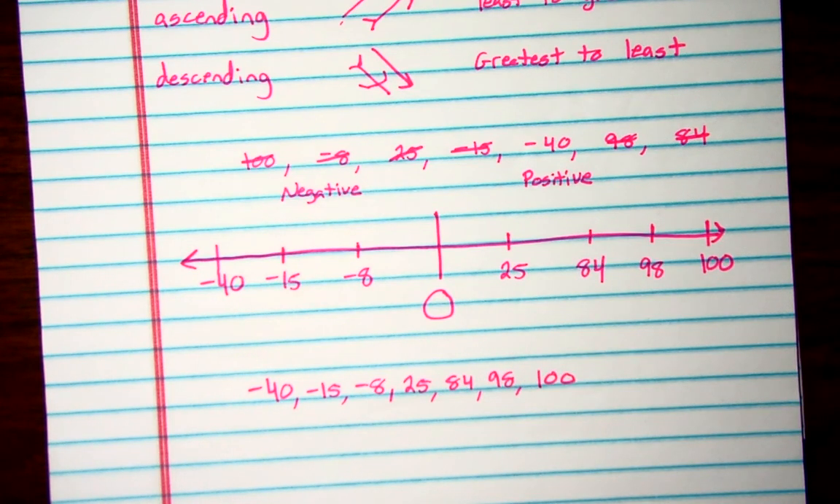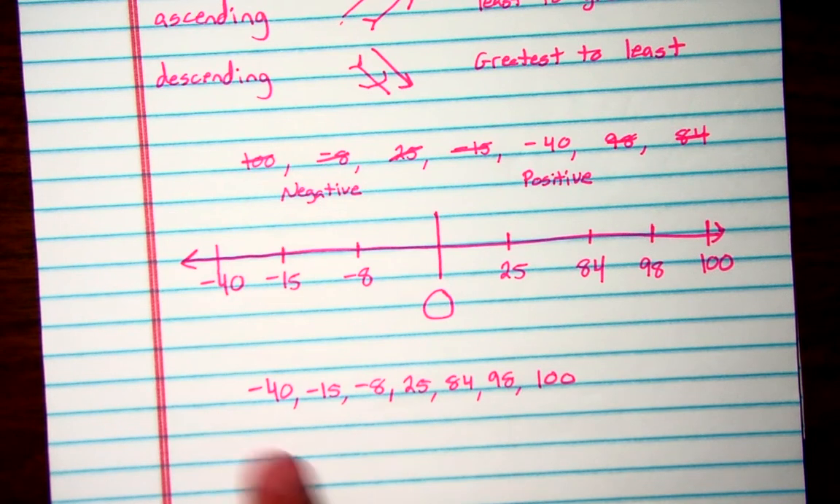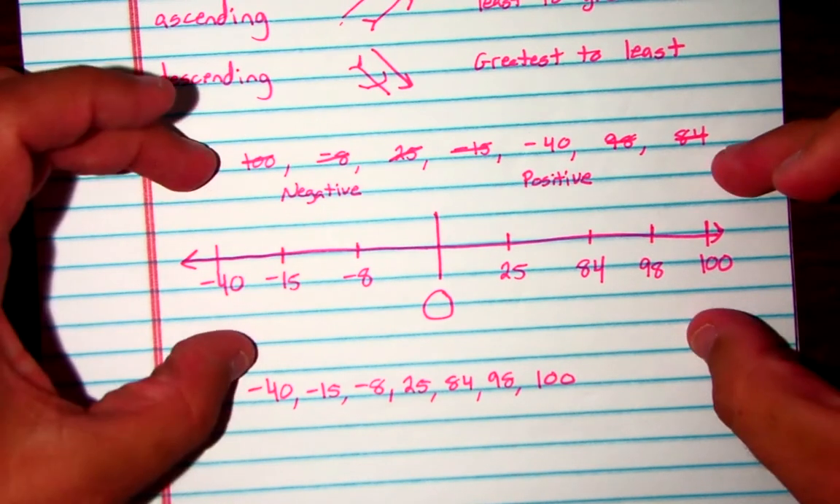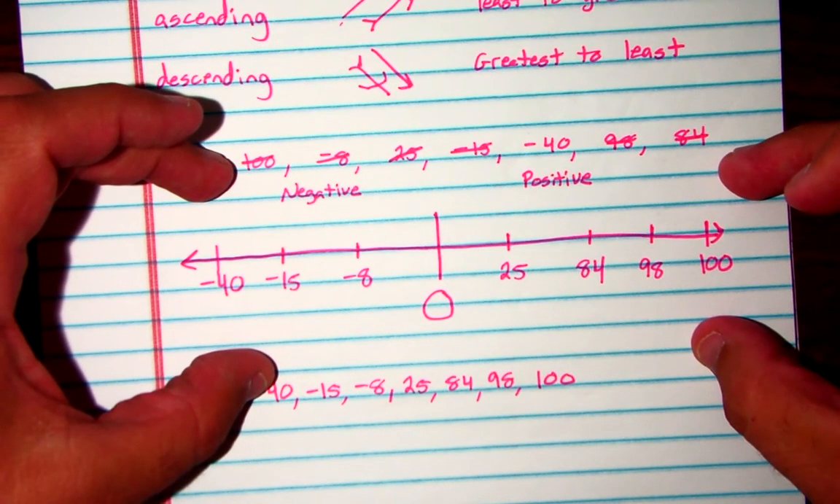Now, what happens if it asks to put them in order from greatest to least? Well, guess what? You got them on a number line again. You just put them this opposite way. So it'd be like 100, 98, 84. So guys, the easiest way to do this is to put the numbers on a number line. It is a very good visual for you. Okay?